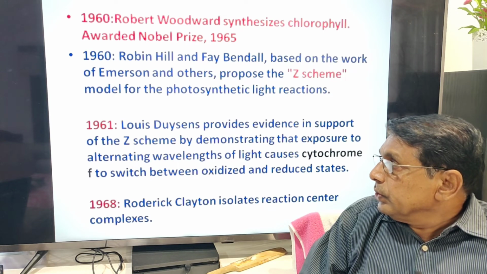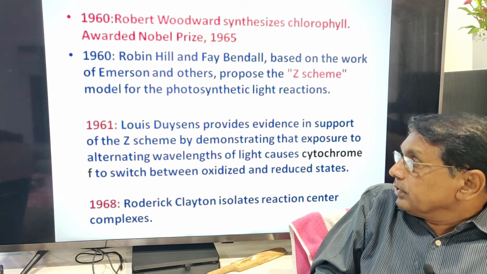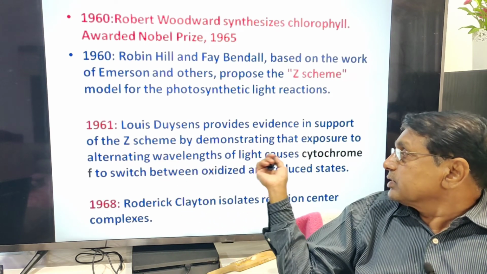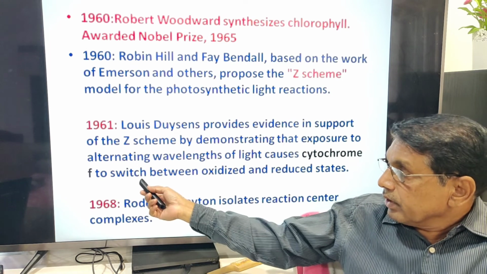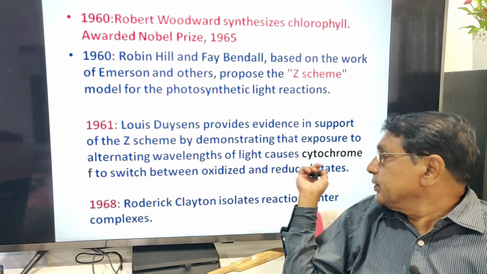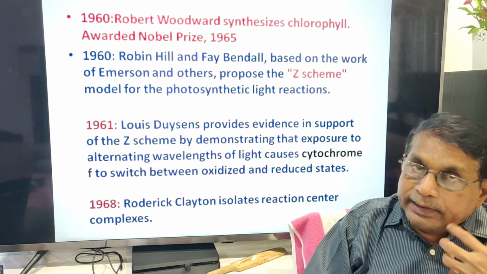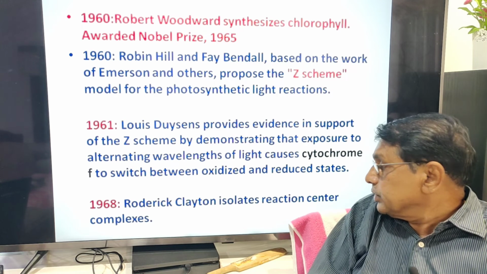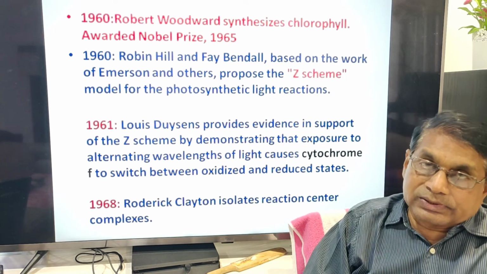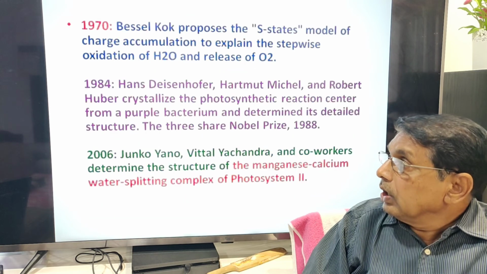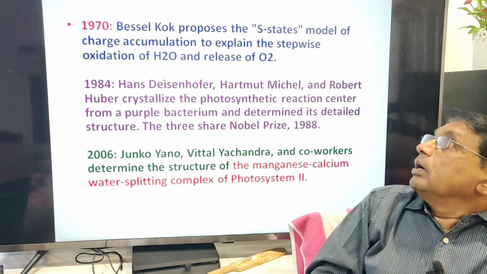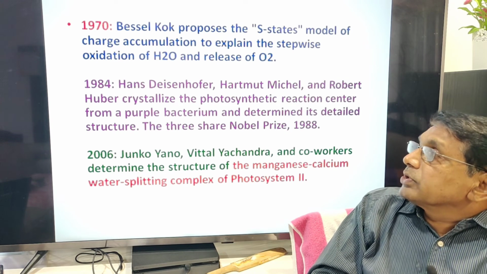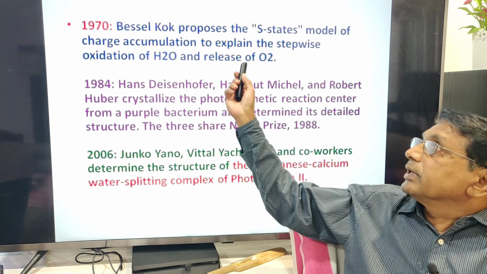Then Louis Duysens provided evidence in support of the Z scheme by demonstrating that exposure to alternating wavelengths of light causes cytochrome f to switch between oxidized and reduced. So we have to go into the details of the light phase reactions. Roderick Clayton isolates the reaction center complexes. The S-state model explains the stepwise accumulation of oxidizing equivalents and the release of oxygen.